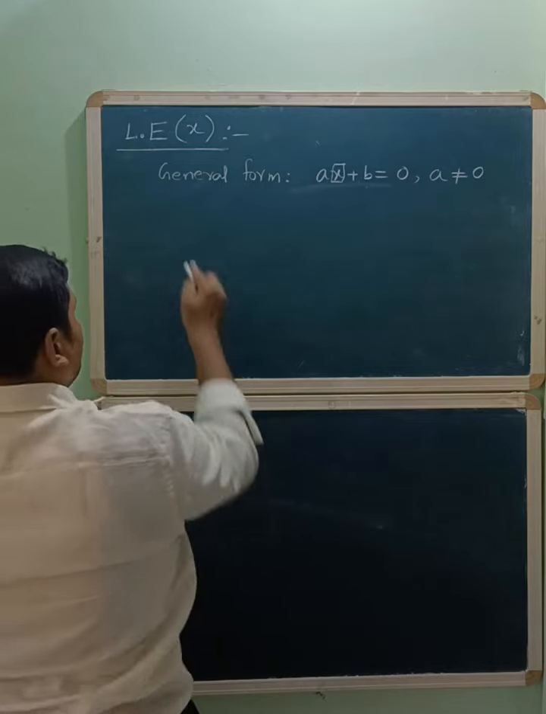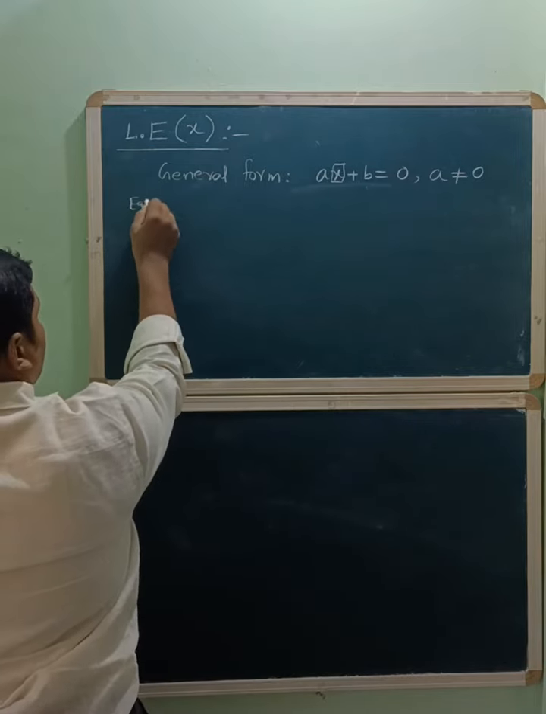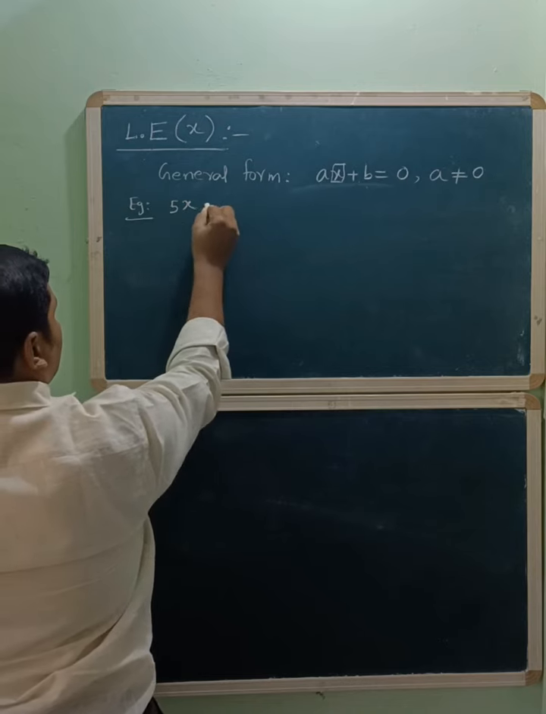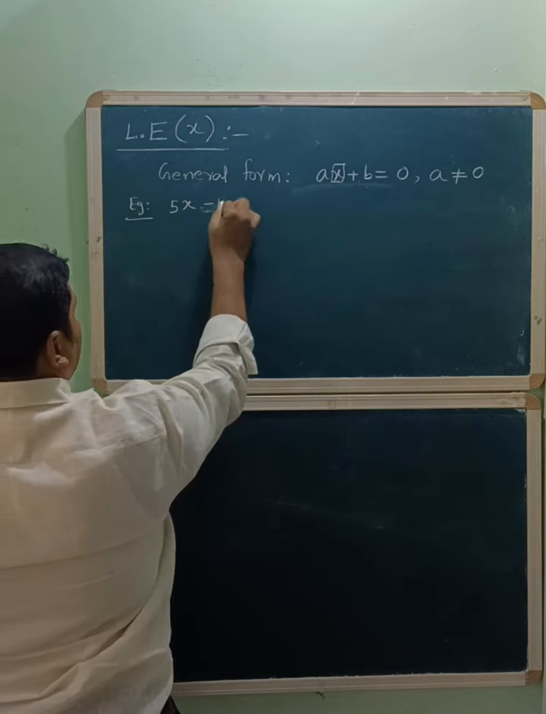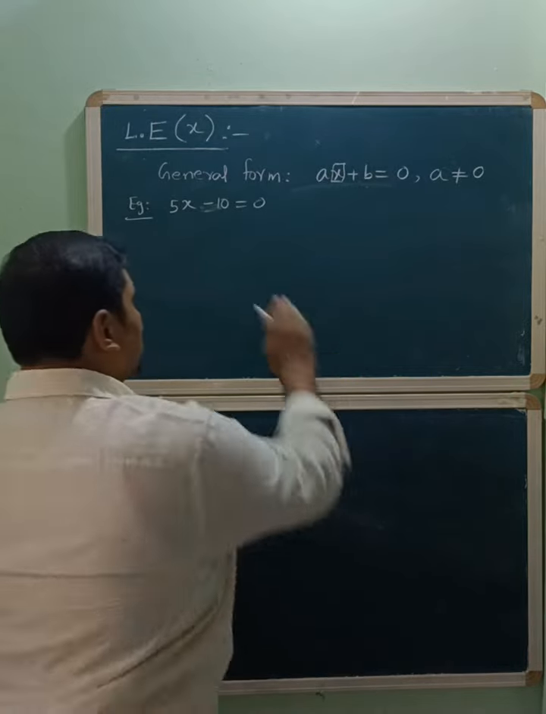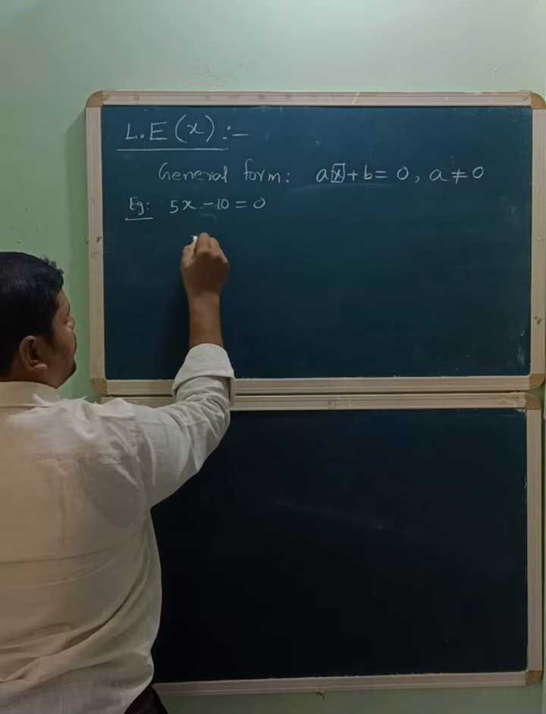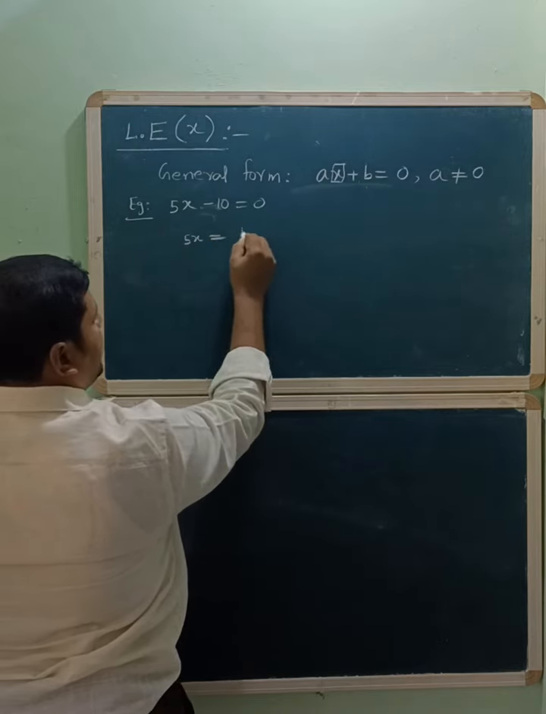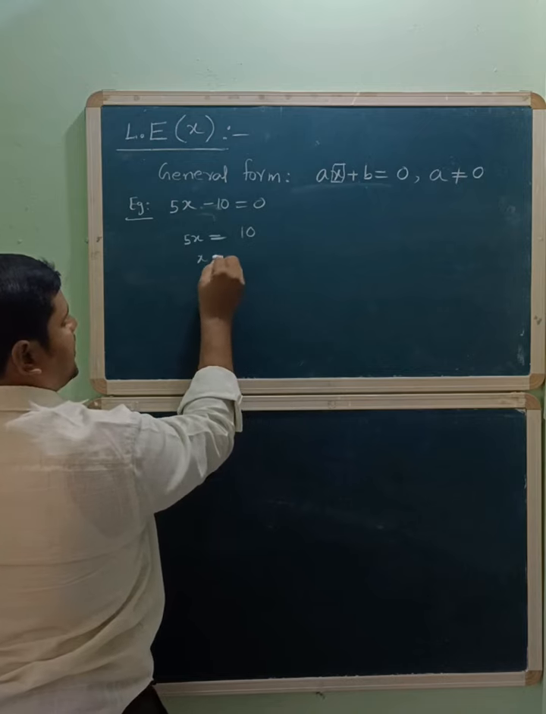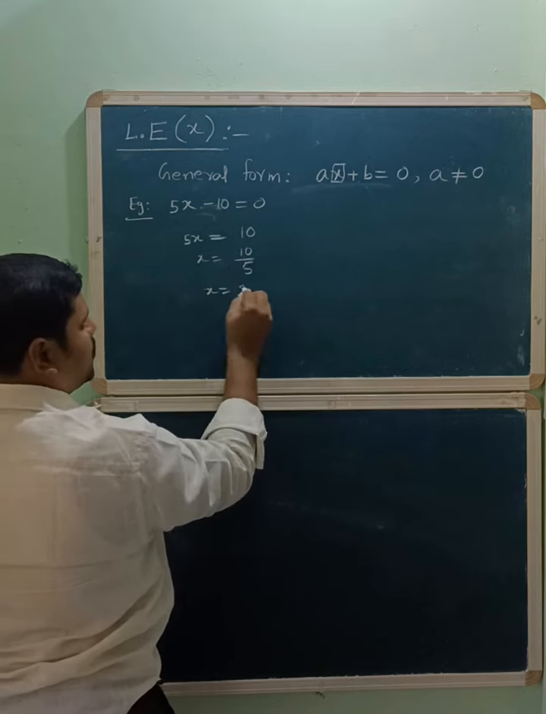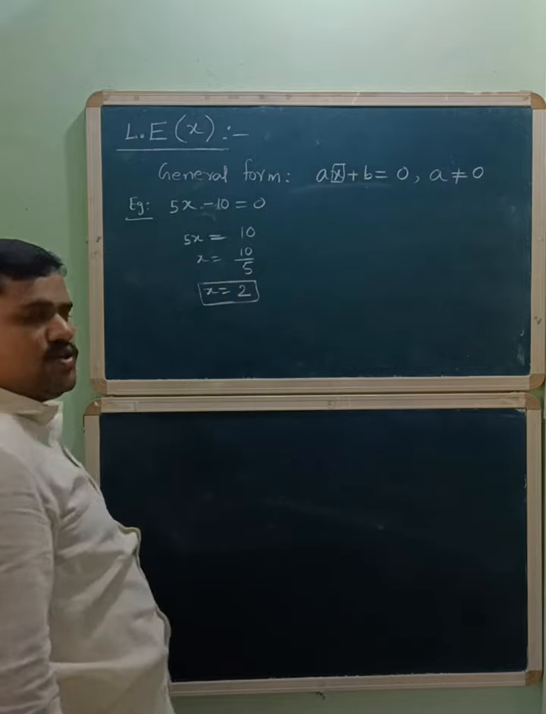Now, for example, 5x minus 10 is equal to 0. Now simplify this one. 5x is equal to minus 10, taking it to the right-hand side, plus 10. Then x is equal to 10 by 5. Then x is equal to 2.